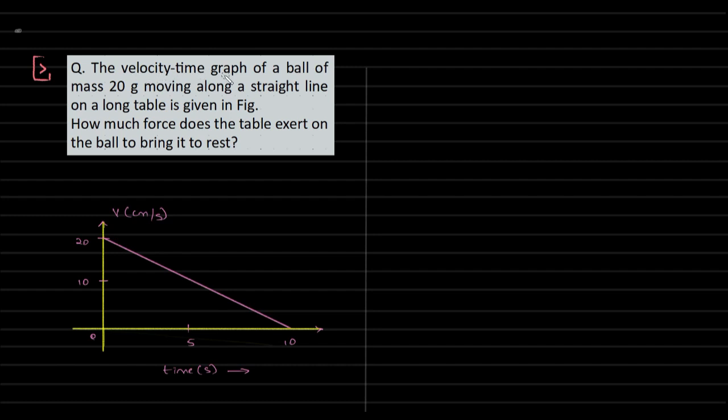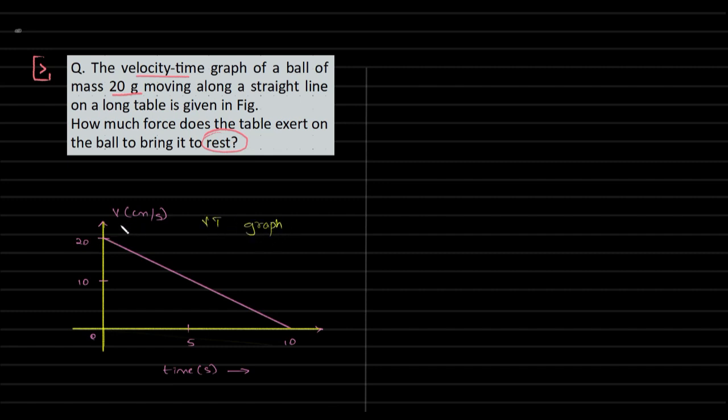The velocity time graph of a ball of mass 20 grams moving along a straight line on a long table is given in the figure. How much force does the table exert on the ball to bring it to rest? So we are looking at a velocity time graph.